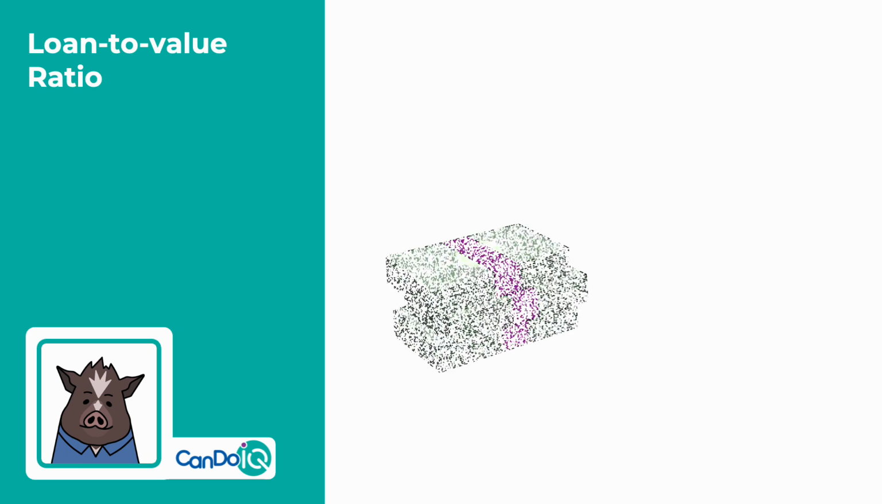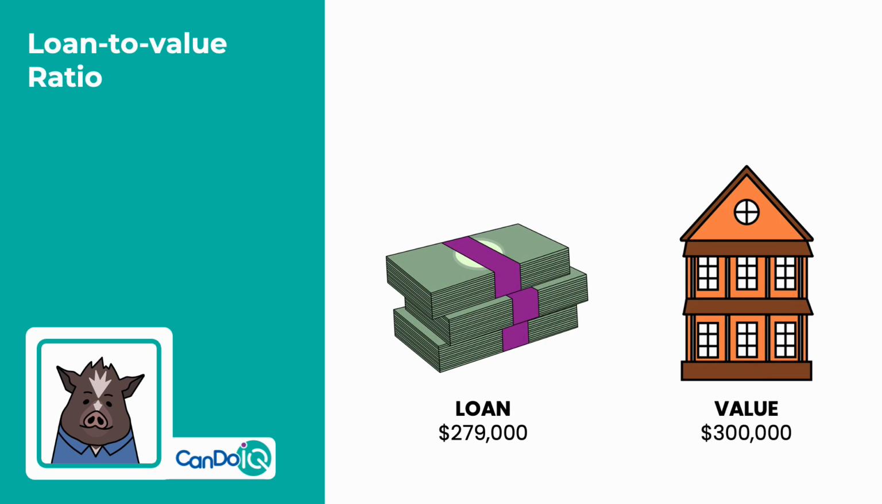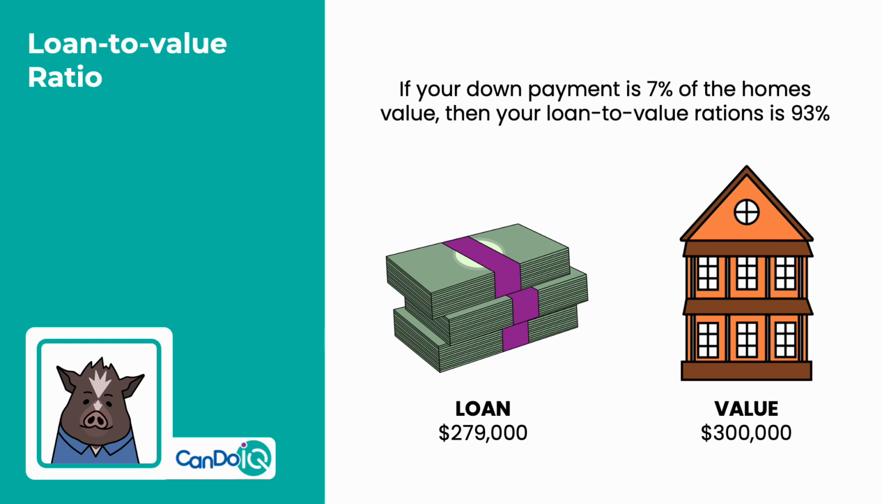Loan-to-value ratio is the percentage of a home's value that you are being lent. For example, if you are buying a $300,000 home with a 7% down payment, you would be putting $21,000 down on the home. This means that your mortgage amount is $279,000, or 93% of the home's price or value. Therefore, your loan-to-value ratio is 93%. Generally, the higher the ratio is, the higher your interest rate will be.